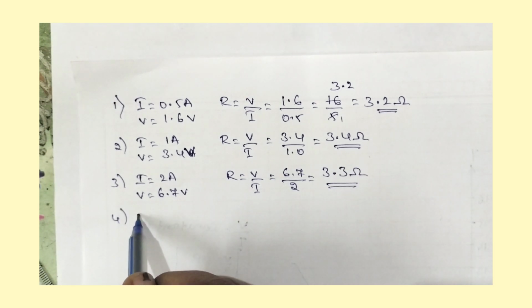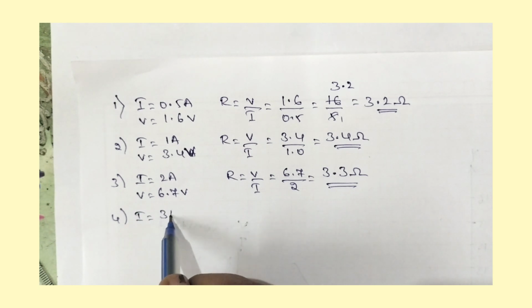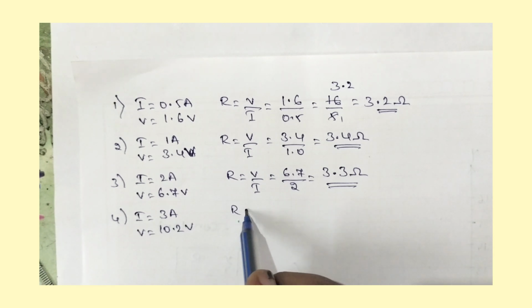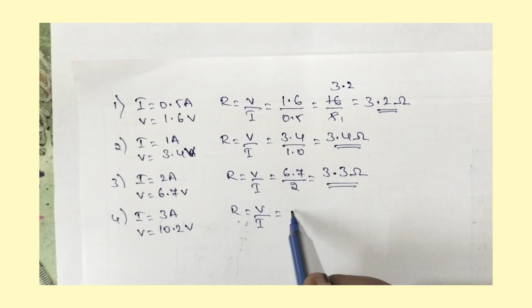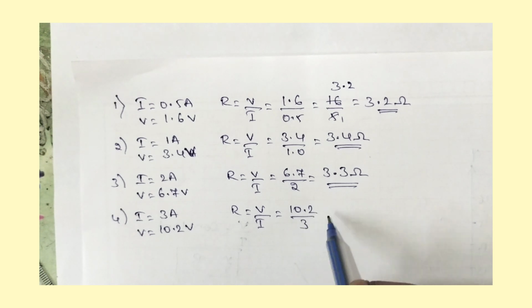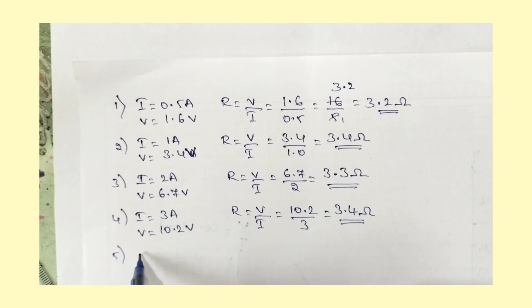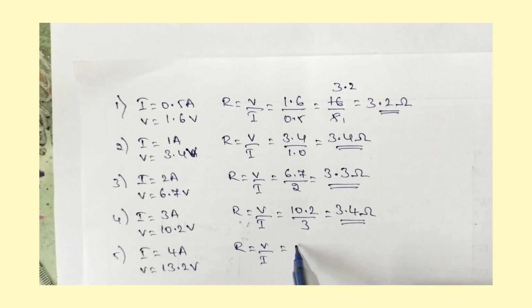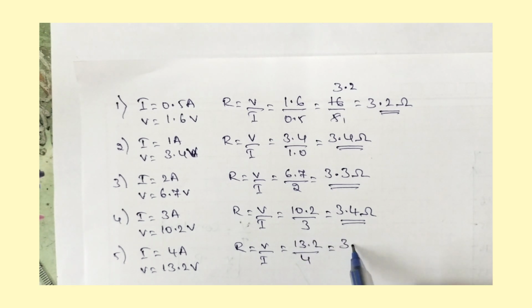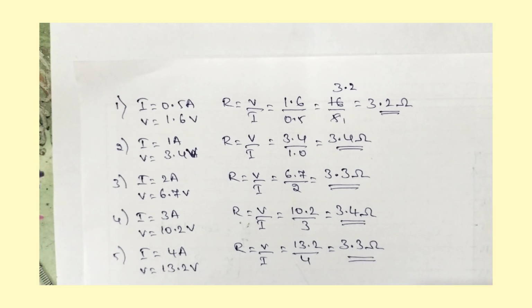Then fourth one. So if the current is equal to 3 ampere, then voltage will be equal to 10.2 volts. R is equal to V by I. So V is 10.2 divided by 3. 3 threes are 9, 3 fours are 12. So 3.4 ohms. Then I is equal to 4 ampere and V is equal to 13.2 volts. R is equal to V by I. So V is 13.2 divided by I is 4. So 4 threes are 12, it is equal to 3.3 ohms.